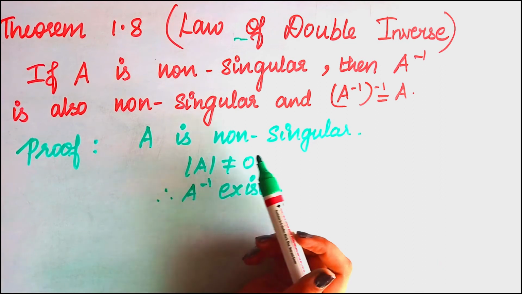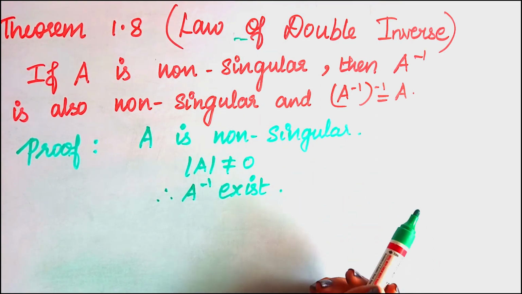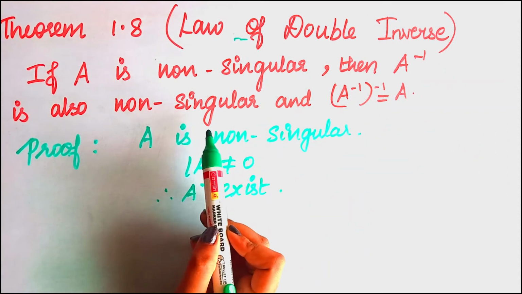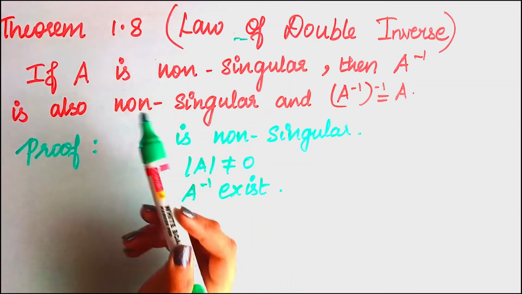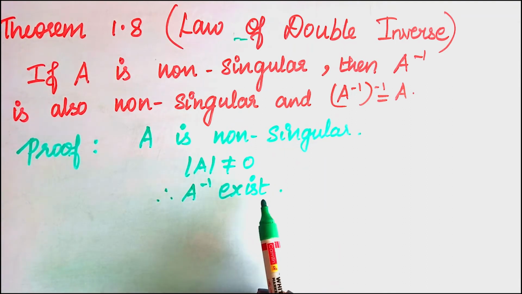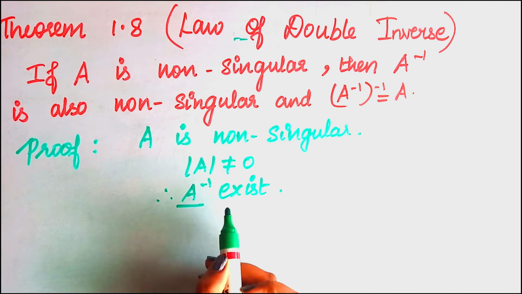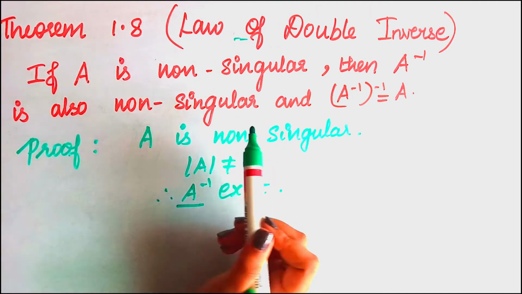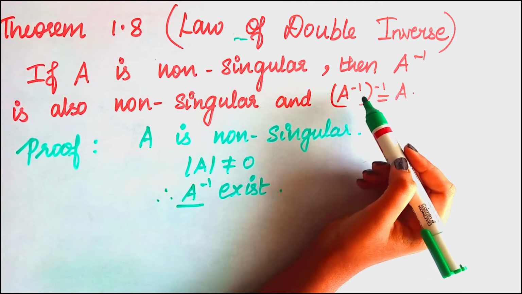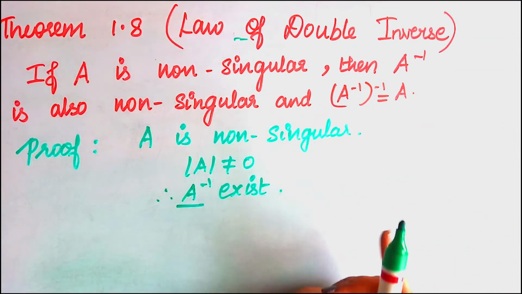Okay, these are the two conditions you have to remember in a theorem or in a question when they say that A is a non-singular matrix. Now let's see what we have to prove: that A inverse is also non-singular. They have already given that A is non-singular, and we have found that A inverse exists. Then we have to prove that A inverse is also a non-singular matrix. So this is what we have to prove, and the second part is A inverse the whole inverse is equal to A. This is also a part we have to prove. So we have to prove two things here.